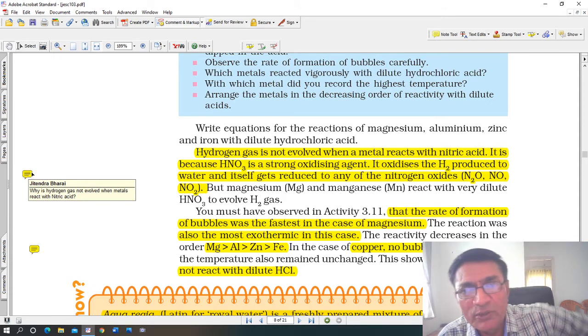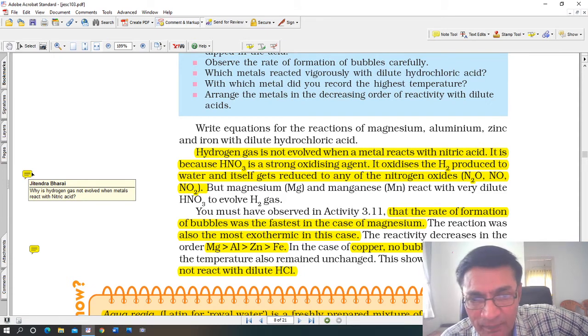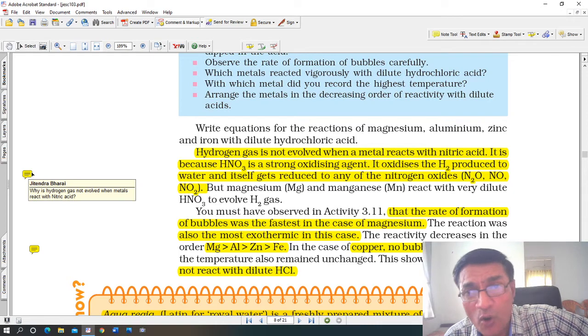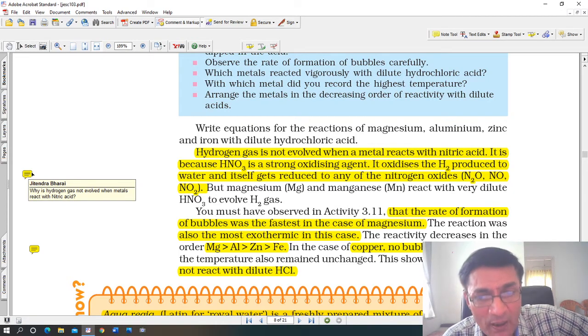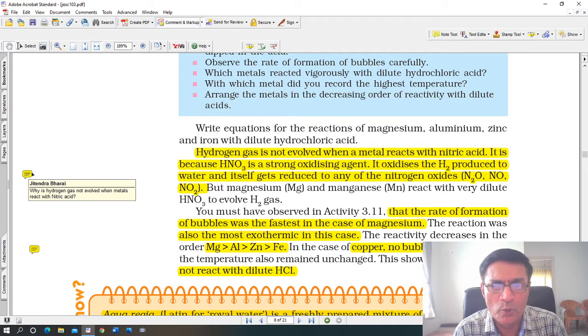Hydrogen gas is not evolved when a metal reacts with nitric acid. It is because nitric acid is a strong oxidizing agent. It oxidizes hydrogen produced to water and itself gets reduced to any of the nitrogen oxides, such as nitrous oxide or dinitrogen oxide. Okay, but magnesium metal and manganese react with very dilute nitric acid to evolve hydrogen gas. ये exception है. You have to learn that.